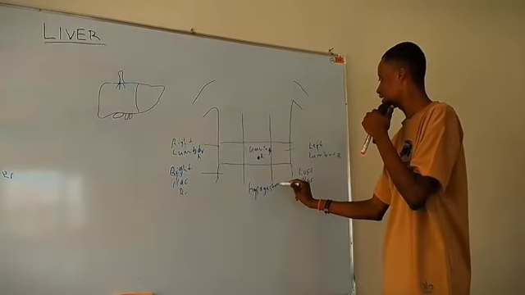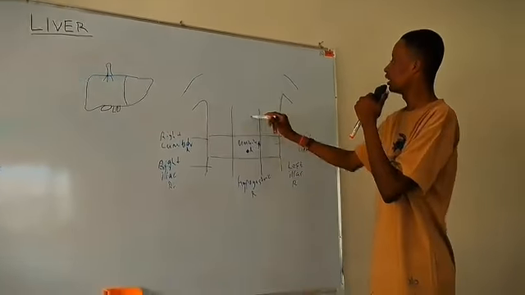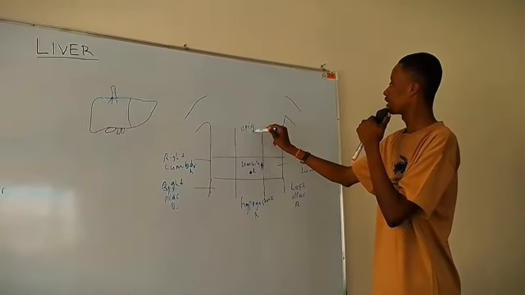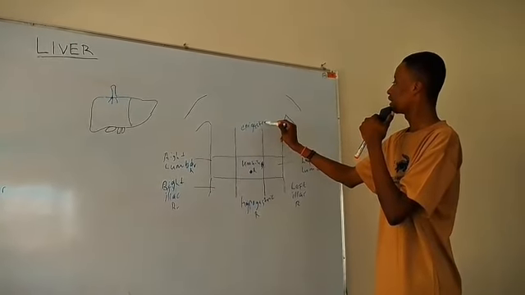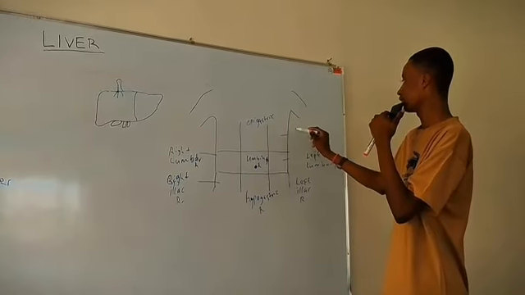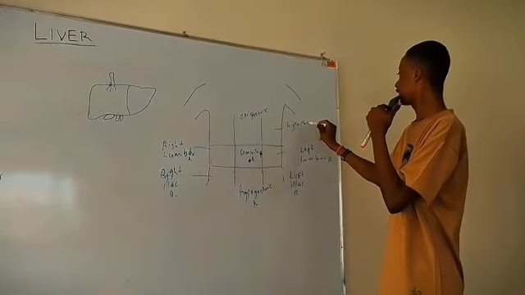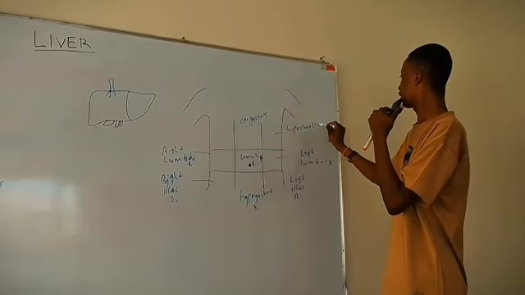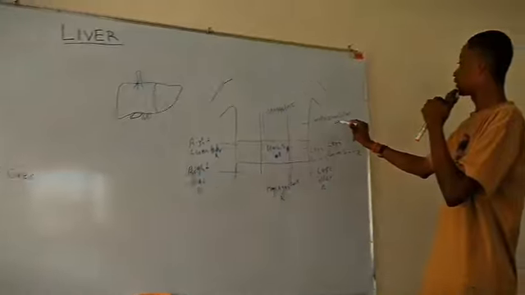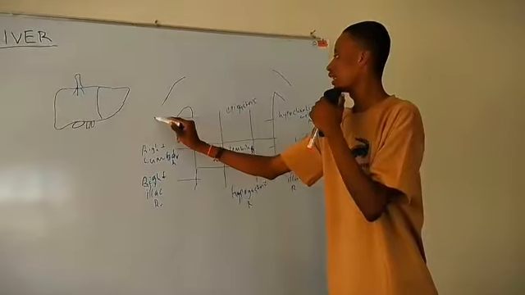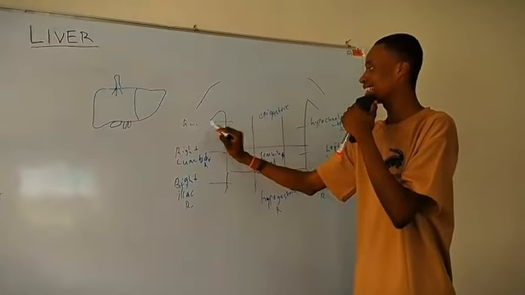Hypogastric region. Here is called the epigastric region. Here is called the left hypochondriac region. Here, the right hypochondriac region.